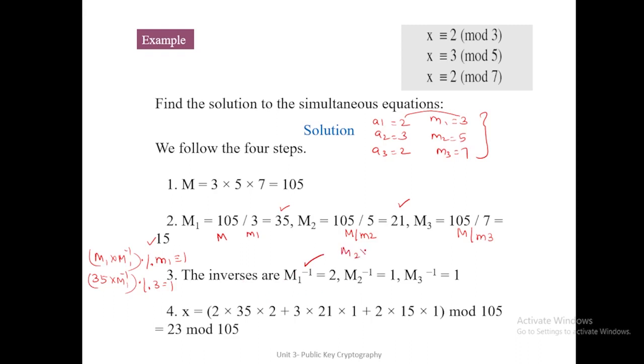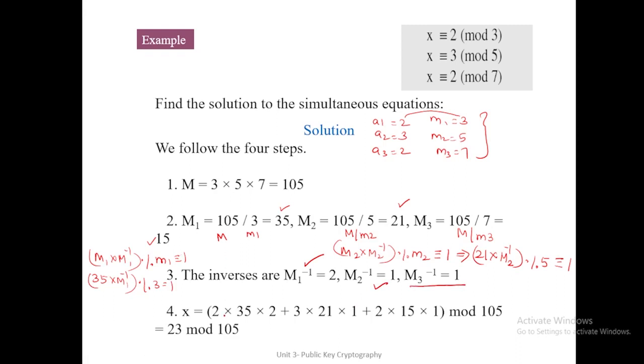Then M2 into M2 inverse mod small m2 should be equivalent to 1. Here M2 value is 21. I want to find M2 inverse such that mod small m2 value 5 is equivalent to 1. If you substitute M2 inverse as 1, 21 into 1 is 21, 21 mod 5 is 1. So the answer for M2 inverse is 1. Like that, the answer for M3 inverse is also 1.